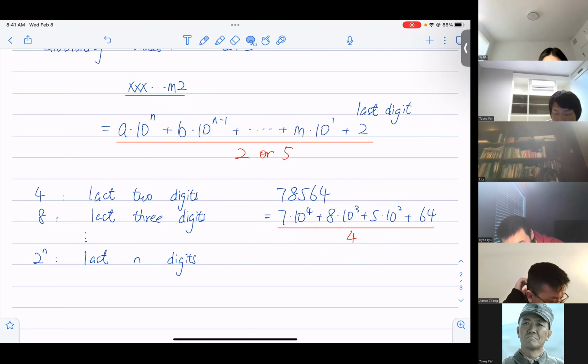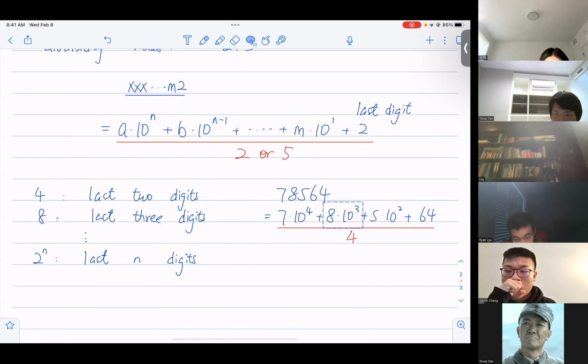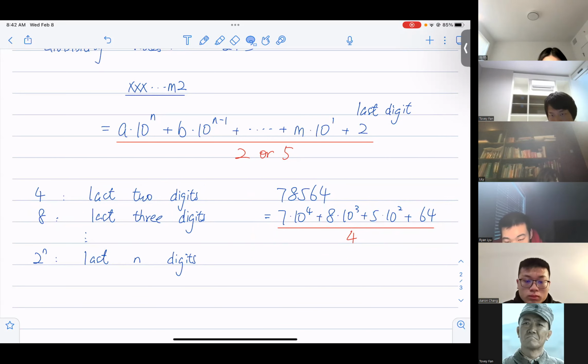And same for 8, right? If you are dividing by 8, you have to think, okay, only 1,000 is a multiple of 8. So you have to take care of the last 3 digits. Okay, does that make sense? So everyone, that makes sense to you? Okay, good.